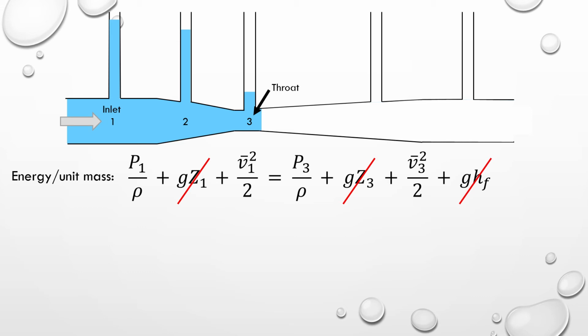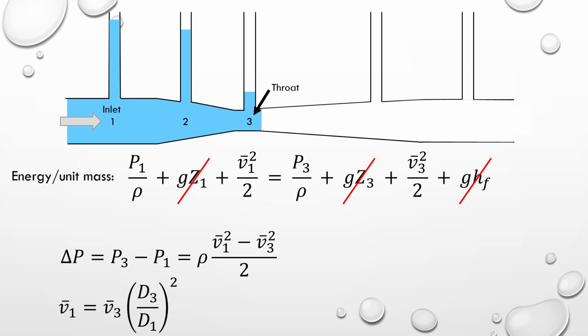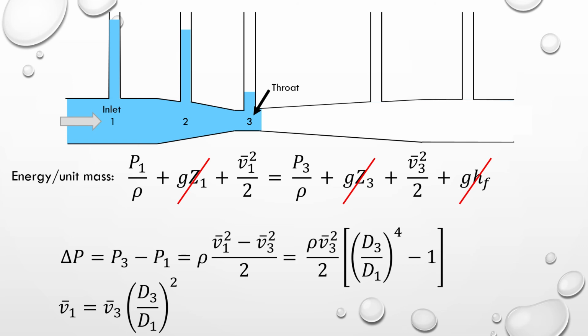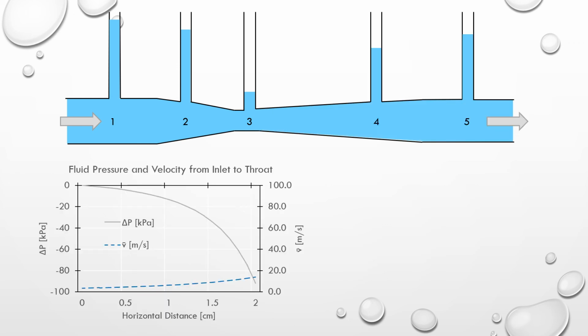We can see that the change in pressure from the inlet to the throat is related to the square of the velocity. If we substitute the definition of velocity in terms of volumetric flow rate and cross-sectional area into this equation, we find the change in pressure is related to the inverse of diameter to the fourth power. This means that pressure is also heavily non-linearly related to the changing diameter of the Venturi.